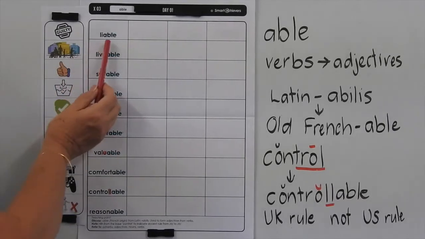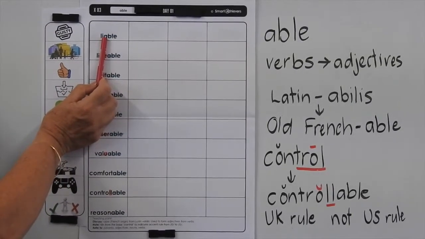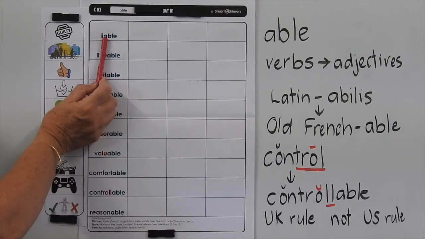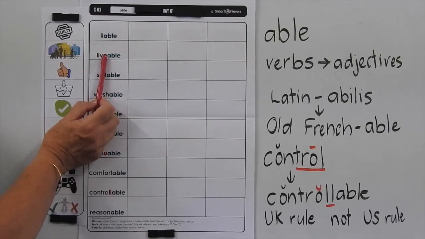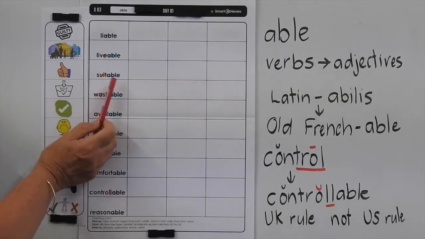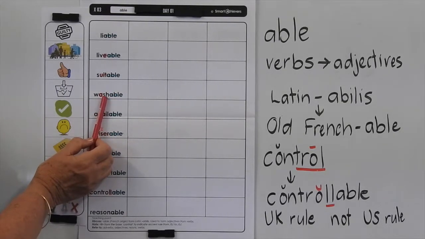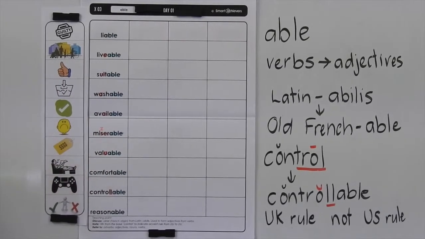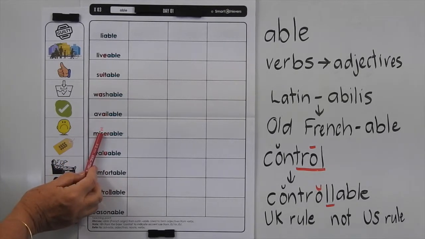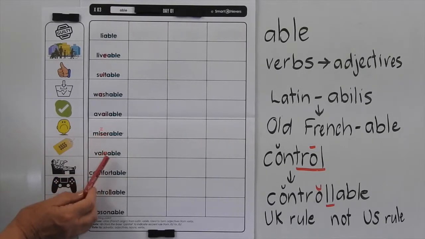Now let's look at the meanings of these words. Liable means responsible by law or legally answerable. It can also mean something is likely to happen. Livable means acceptable. Suitable means right or appropriate for a particular purpose, person or situation. Washable is an adjective and it means able to be washed without damage. Available means accessible. Miserable means unhappy or uncomfortable. And if you're talking about food, it might mean that it's small or inadequate.